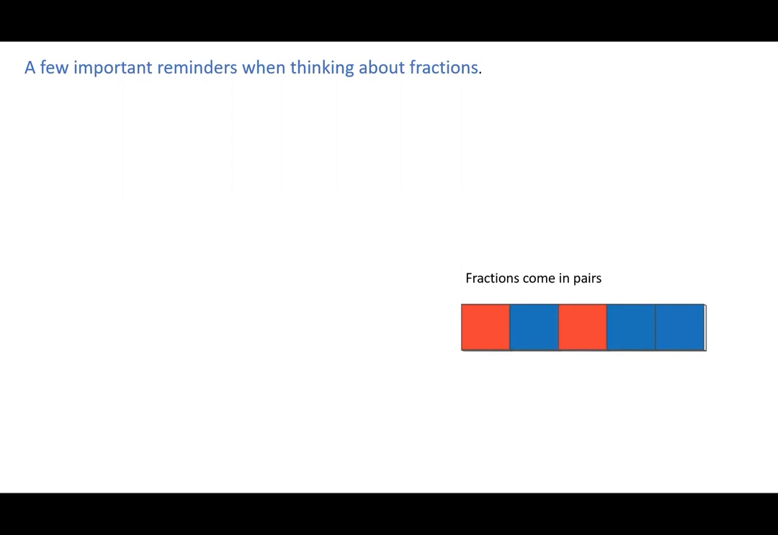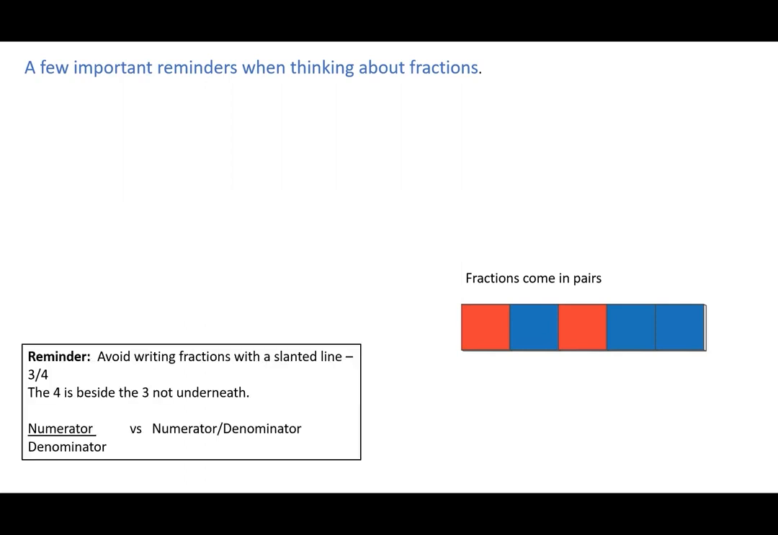I thought maybe I hadn't put it, but fractions always come in pairs. So 2/5 and 3/5. Avoid... This is a reminder, and I apologize for some of my slides, but a reminder to avoid writing fractions with a slanted line.